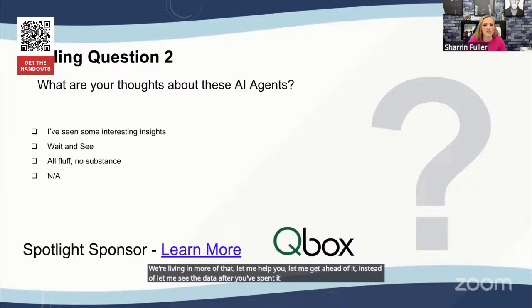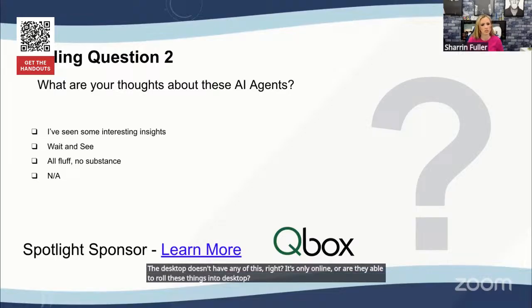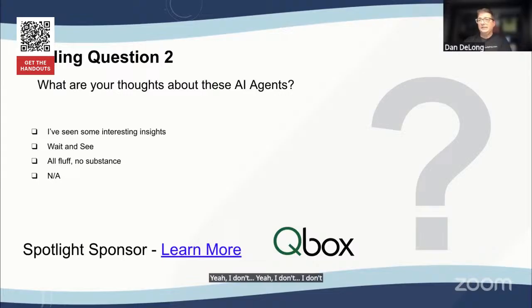And one thing that was just asked real quick that I was really curious about as well: desktop doesn't have any of this, right? It's only online. Or are they able to roll these things into desktop? I didn't see that anywhere. Yeah, I don't think you'll see these agents show up in desktop at all.